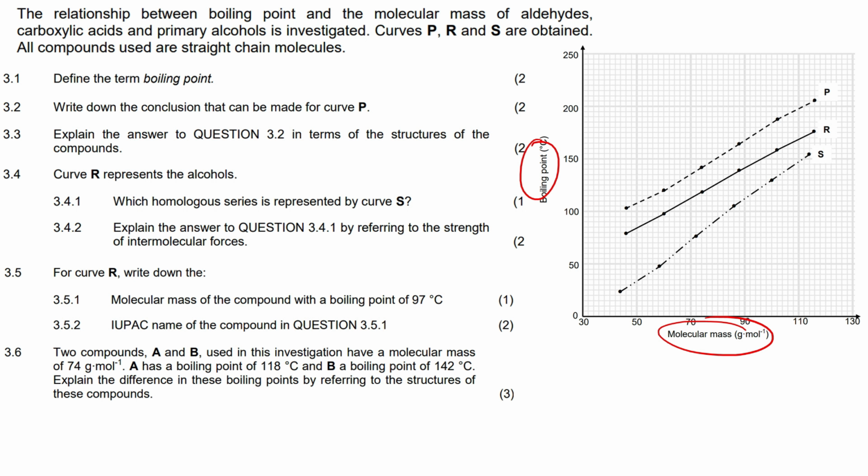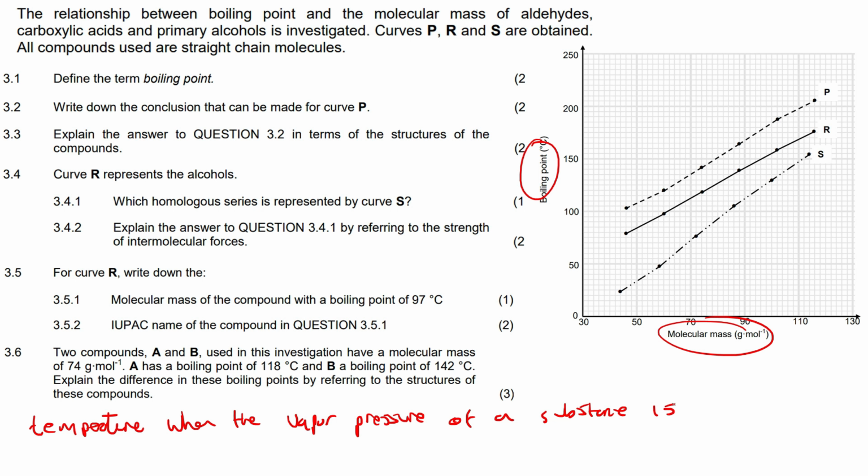So the first question says, define the term boiling point. Don't say it's the temperature when a liquid turns to a gas. It is that, but that's not the formal definition. The formal definition is, it is the temperature when the vapor pressure of a substance is equal to atmospheric pressure.